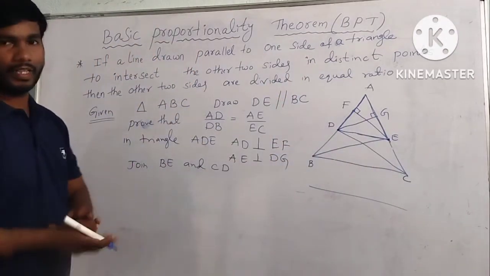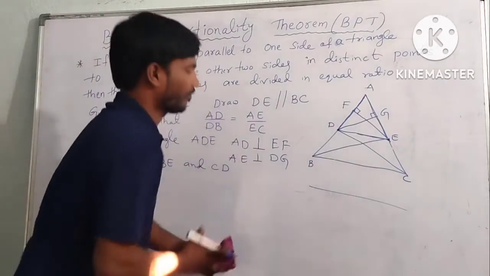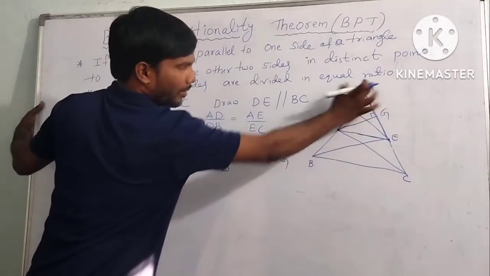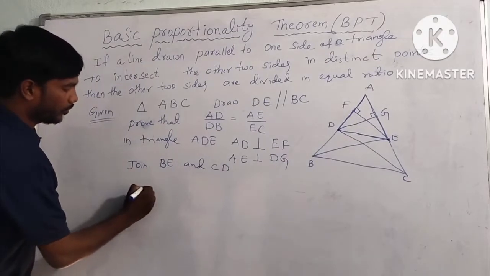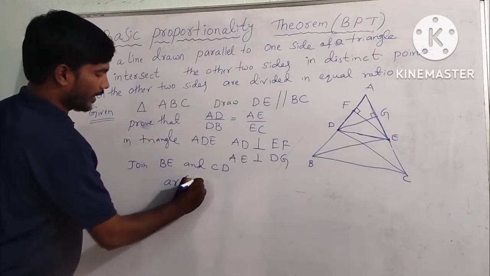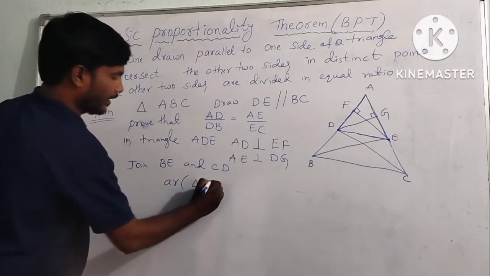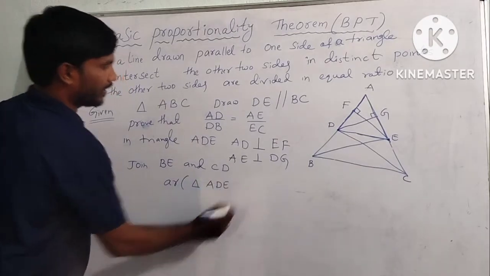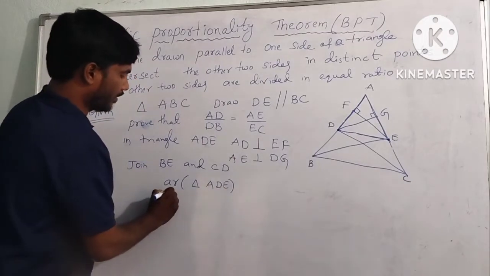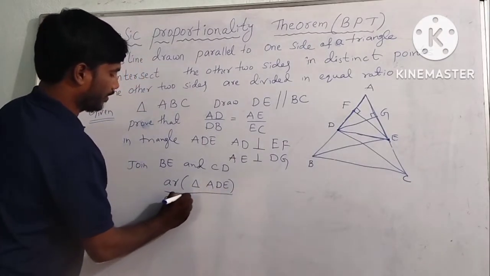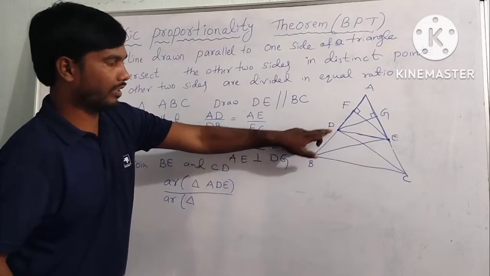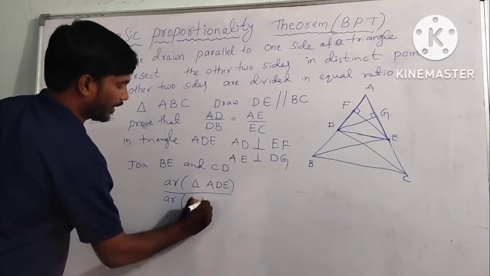Now the real proof steps. First, take the upper triangle. To prove that, the first step: area of triangle ADE by area of triangle BDE. I am taking triangle BDE.